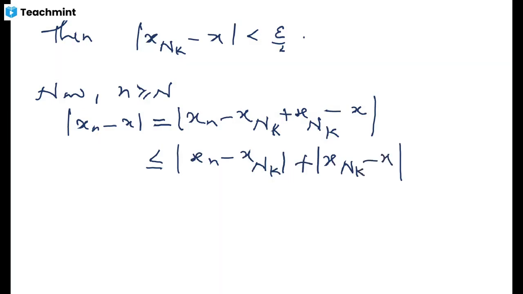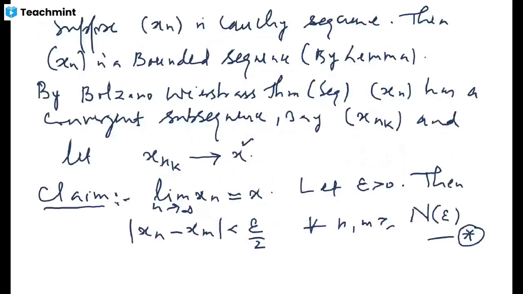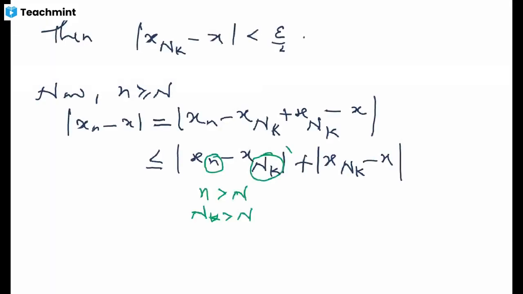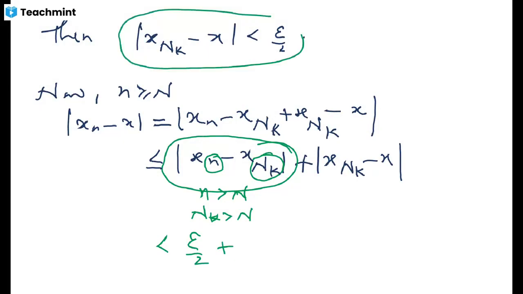Now you have n and n_k, and n_k is also greater than N. What the inequality star says is that whenever you have natural numbers larger than capital N, the distance of the corresponding terms of the sequence is less than epsilon by 2. That means this number is less than epsilon by 2. Similarly, from the top inequality, |x_{n_k} - x| is also less than epsilon by 2. The sum is equal to epsilon.